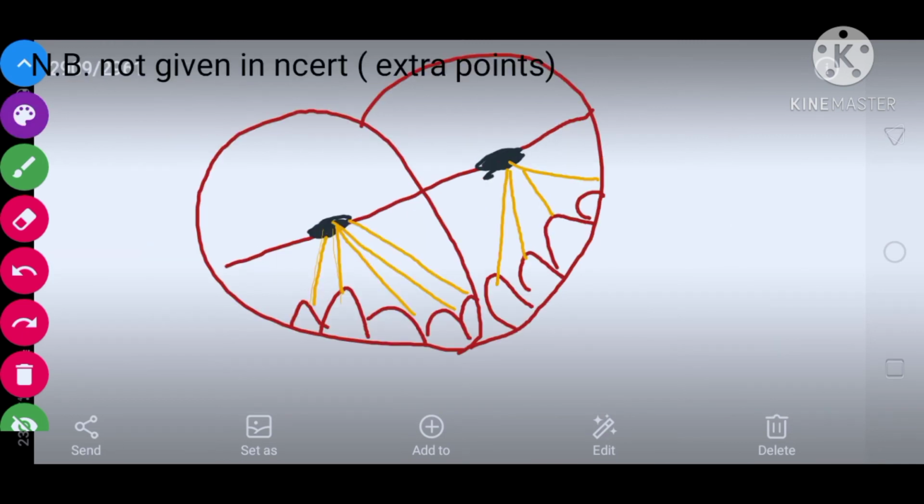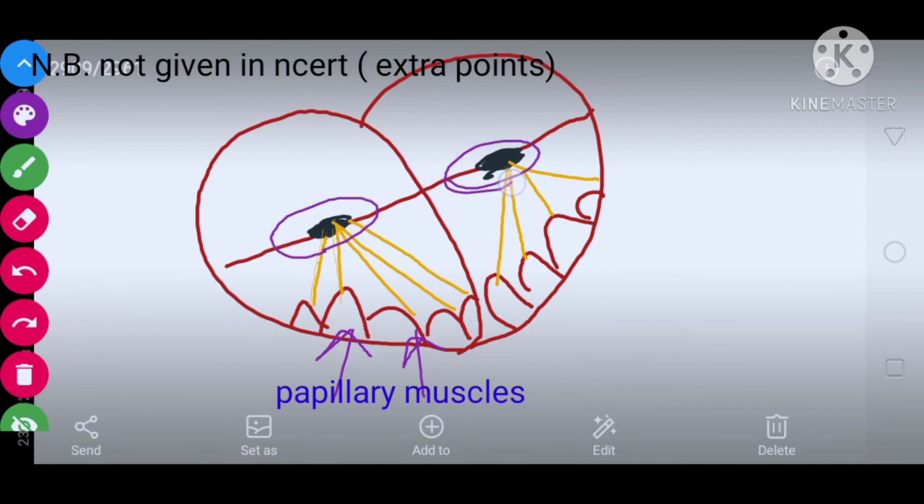Now let's have a look at the internal structure of the human heart. Here you can see some ridge-like structures in the ventricle. These are nothing but the papillary muscles. The papillary muscles are connected to the atrioventricular valves via means of certain cord-like structures. These cord-like structures are nothing but chordae tendineae. Thus, the chordae tendineae function to connect the papillary muscle to the atrioventricular valves, that is the mitral valve and the tricuspid valve.